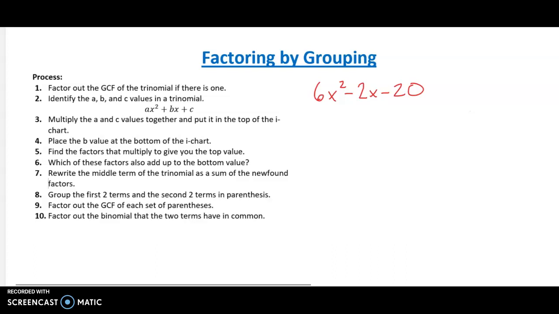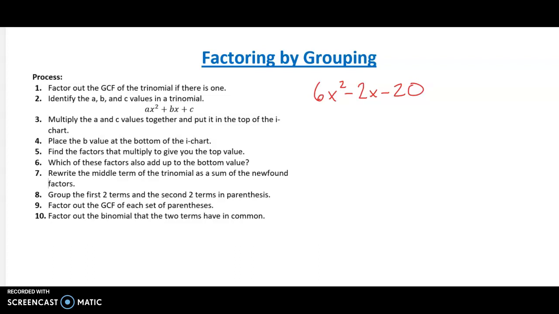Hi everyone. So today we're going to look at an example of how to do factoring by grouping. So looking at this first trinomial that we're going to do here, we first need to look at step one. I put the process here along the side so you can follow along as we're doing each step. So our first step is to factor out the GCF if there is one. A lot of times there isn't, but you never know.